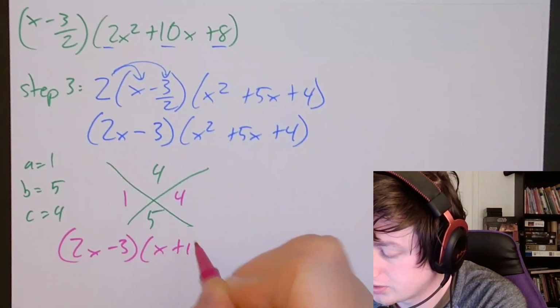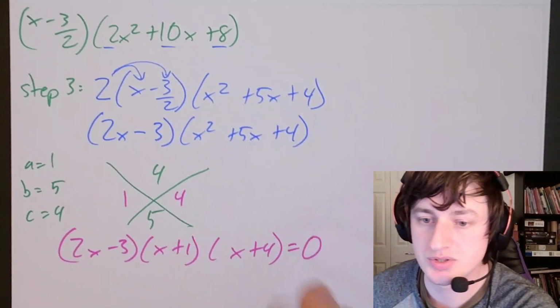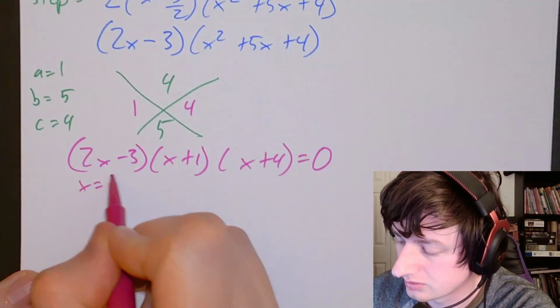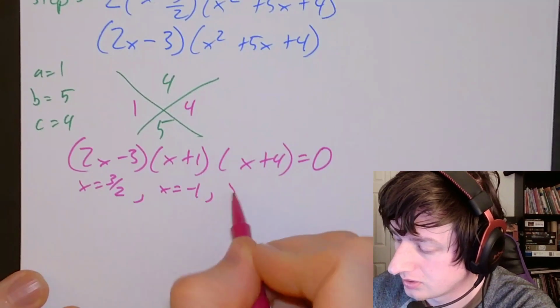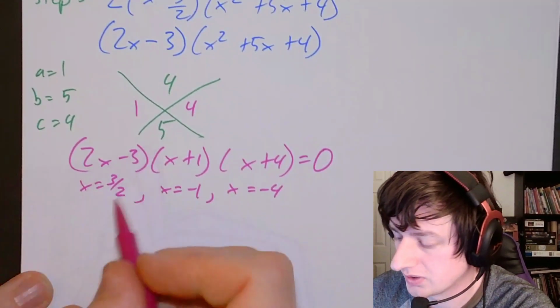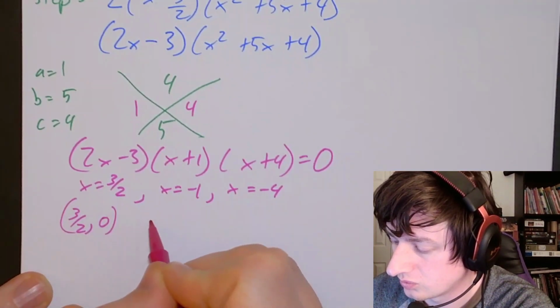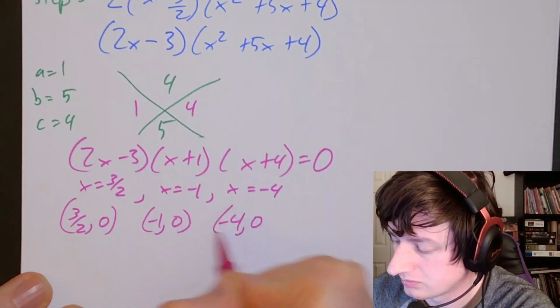x plus 1 times x plus 4 equals 0. So our solutions are the 3 halves we found, a negative 1, and a negative 4. Gives us the coordinate points 3 halves, comma 0, negative 1, comma 0, negative 4, comma 0.